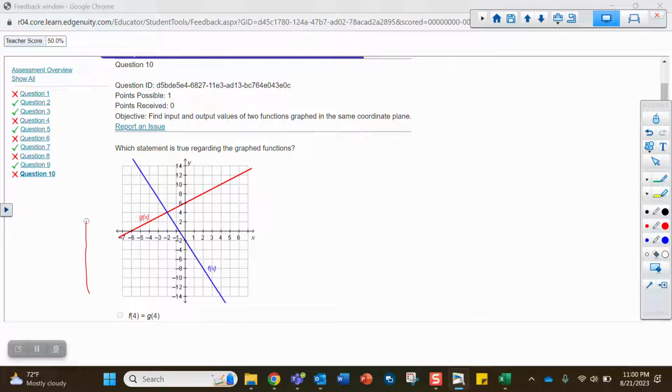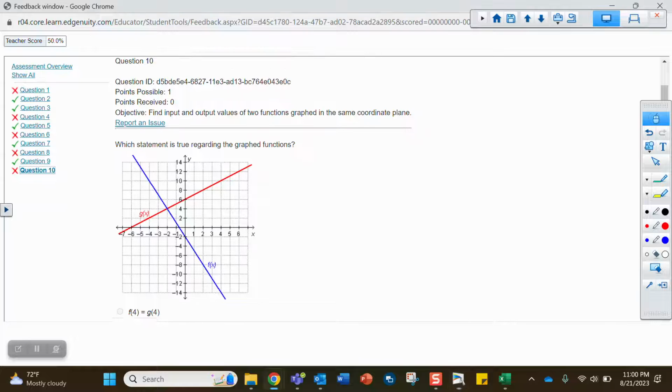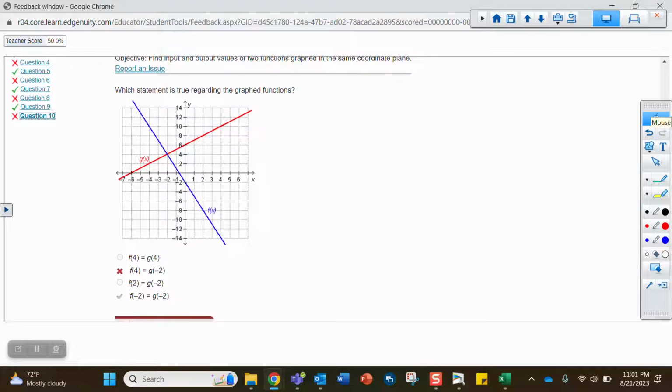Question 10 is another one asking what's true. Again, we're looking at the x value where these two graphs intersect. You can just draw a vertical line and see where you hit the x-axis. You hit it at -2. So f of -2 is equal to g of -2. That's where those two lines intersect.